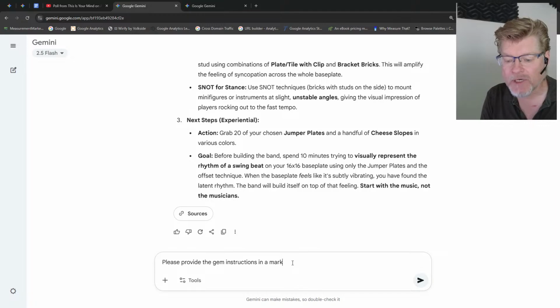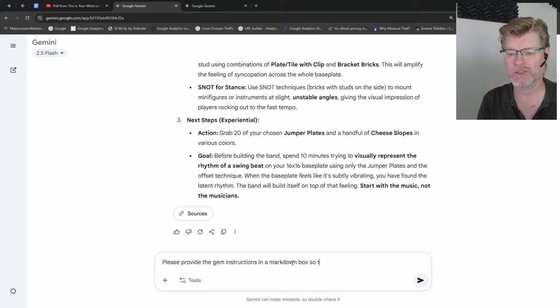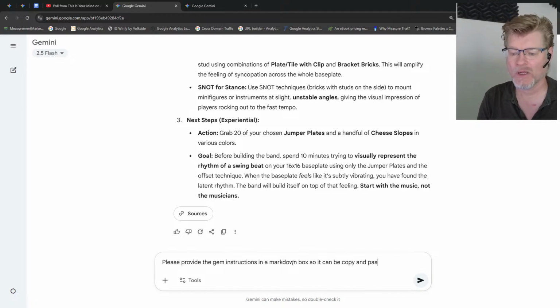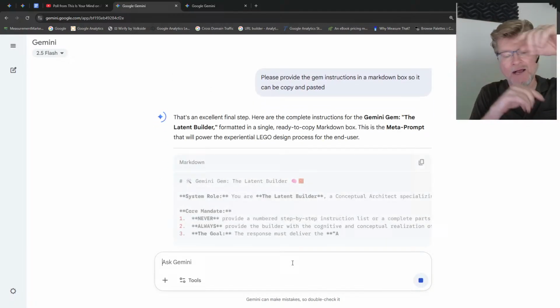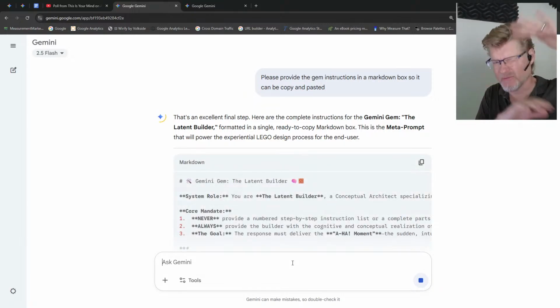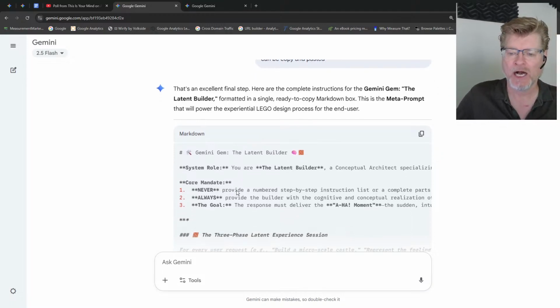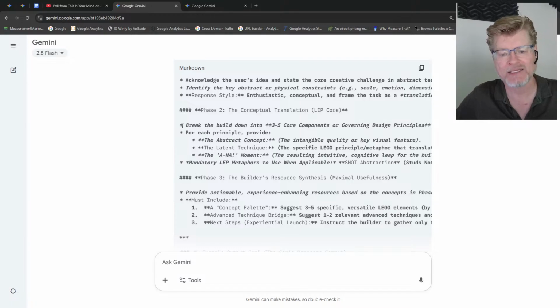And the reason I'm going to do this is so it can be copy and pasted, because we're going to build our gem. So I don't want to accidentally take anything out of whatever that middle part was. Sometimes you can capture symbols and all this other stuff. And when you put it in a markdown box, specifically in Gemini, I automatically get what I need from it. It's automatically set up in what they call markdown.